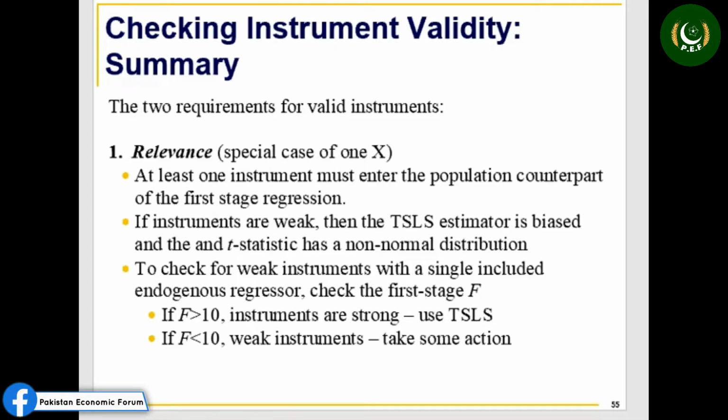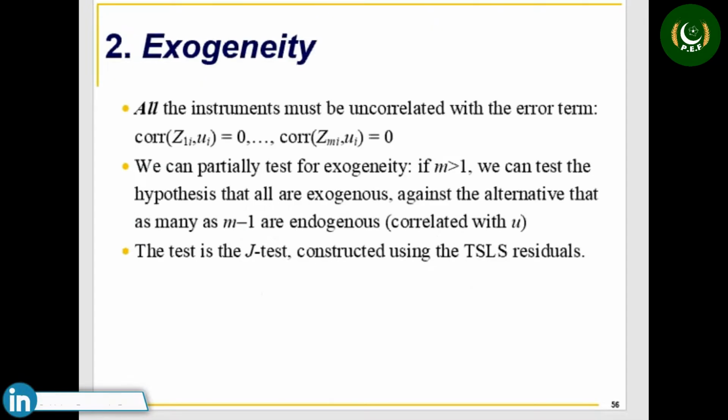Secondly, a weak instrument basically reflects that it explains less variation in X, so R square will be low. A second thing is instrument exogeneity. So we carry out the J test, and the null hypothesis is that instruments are exogenous, the alternative is that instruments are endogenous. If a system is over-identified, you can carry out this test, otherwise it cannot be carried out.